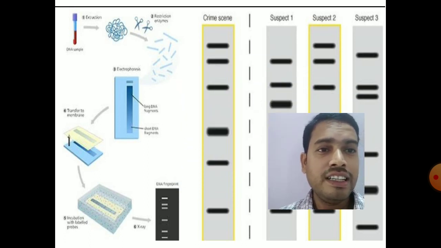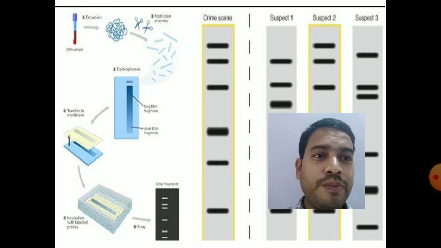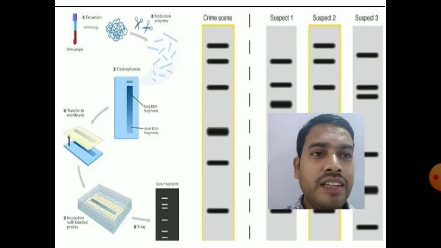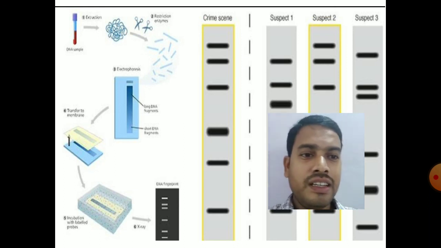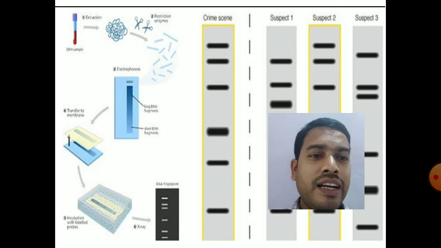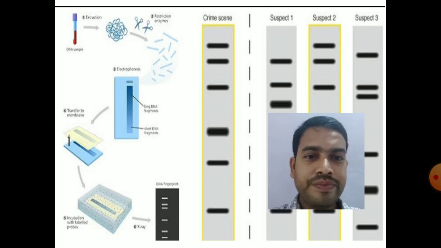So what you will do in DNA fingerprinting is as follows. These are the three suspects. Suspect 1, suspect 2, suspect 3, and the DNA sample which is obtained at the crime scene. If you ask me the result, I can say suspect 2 is the person who has committed the crime based on the DNA pattern. And how this DNA pattern is obtained is by DNA fingerprinting.